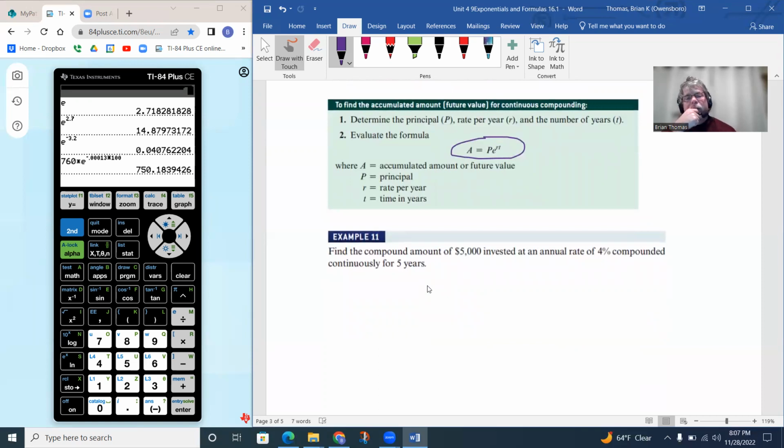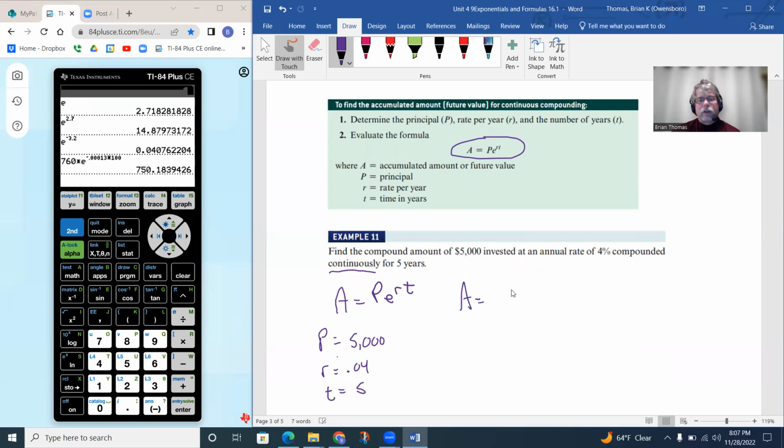So example 11, find the compound amount of $5,000 invested at an annual rate of 4% compounded continuously for 5 years. This word continuously is the cue that we're going to be using this formula. A equals P times E to the RT. Sometimes I call it PERT. There used to be a shampoo, I don't know if it's still out there, called PERT, but that's the compounding continuously formula. So P is going to be the initial amount, which is the 5,000. The R was the 4%, 0.04. And we don't have to worry about N because we're talking about continuous compounding. So we just need to know the time, which is going to be 5 years.